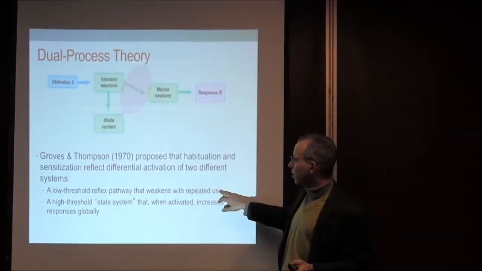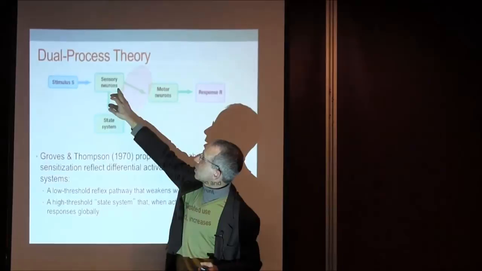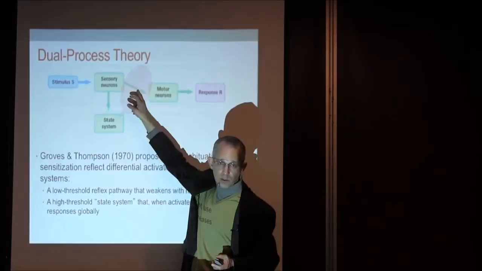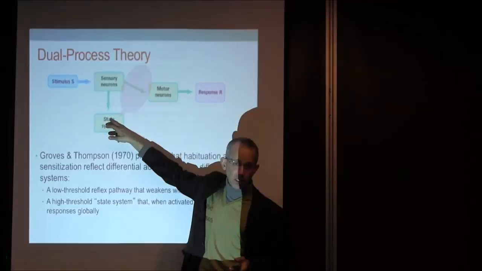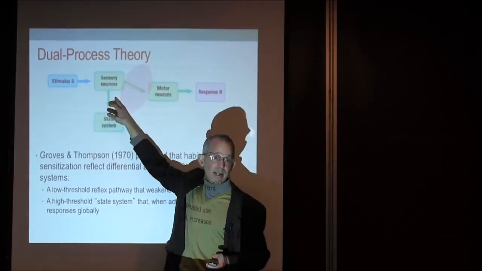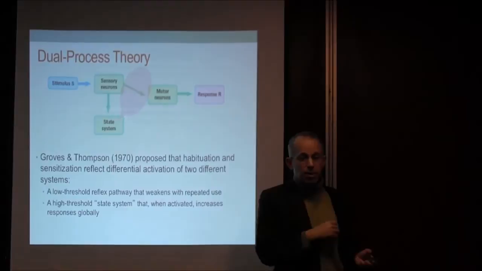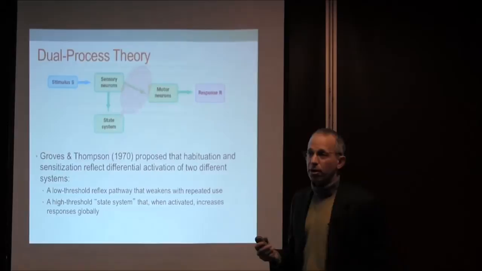The reflex pathway involves a stimulus, sensory neuron, motor neuron, and response. This is going to habituate normally by repeated use, but if the stimulus is sufficiently noxious, with a high threshold, that it sensitizes everything, then you'll see an increase in responding not only to this stimulus but to other stimuli. So that was 1970. That was the beginning of the neuroscience trying to understand how these two behaviors might be operating in parallel.